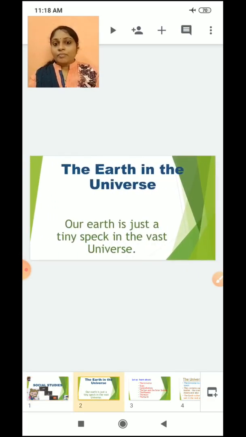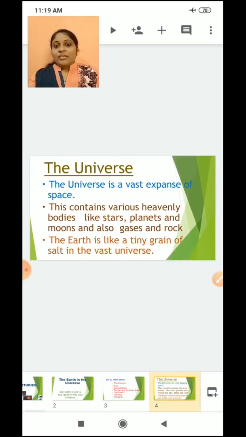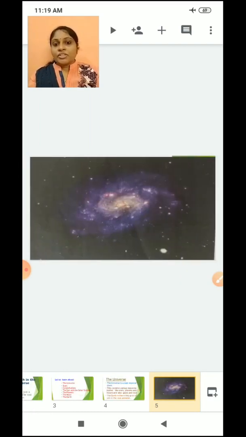So what is chapter 1? The earth in the universe. And we know our earth is just a tiny speck in the vast universe. And these are the topics we have discussed in this chapter. Fine. The universe. The universe is a vast expanse of space. This contains various heavenly bodies like stars, planets, and moons, and also gases and rock. The earth is like a tiny grain of salt in the vast universe. And this is the picture of universe.